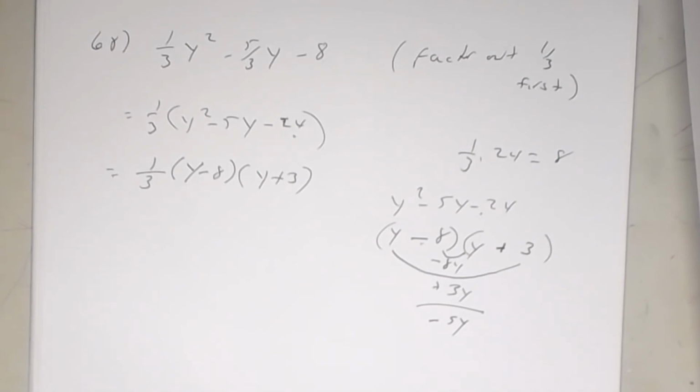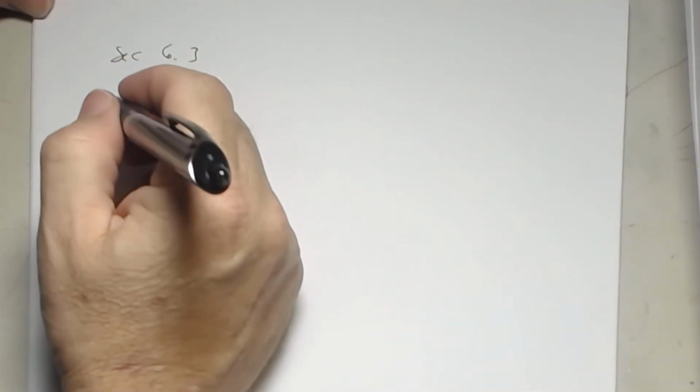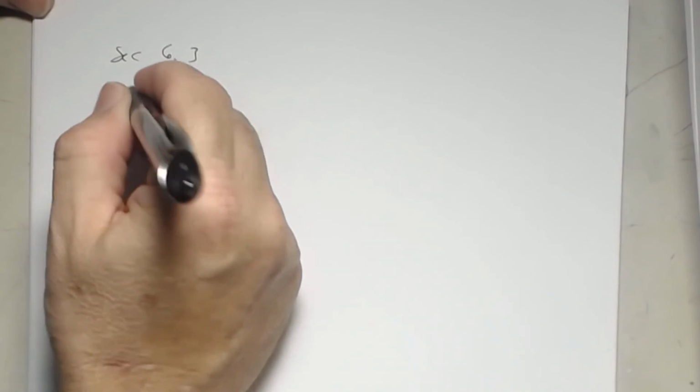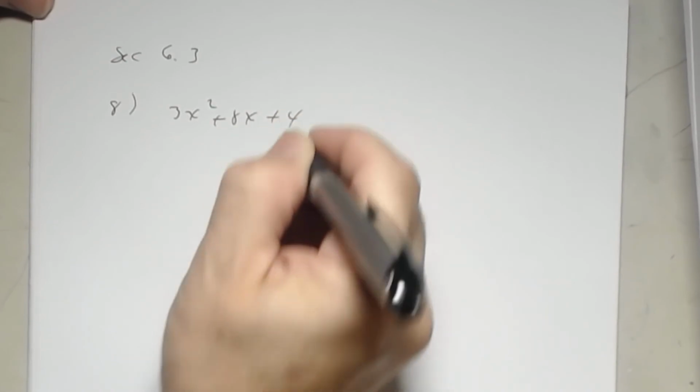We'll do a few problems. Don't make this too difficult. It is not difficult. So I want you to think about this. I'm going to write this down. We're doing trial and error. So this is section 6.3. Trial and error now. Same thing we've been doing. And this will be number 8: 3x squared plus 8x plus 4.